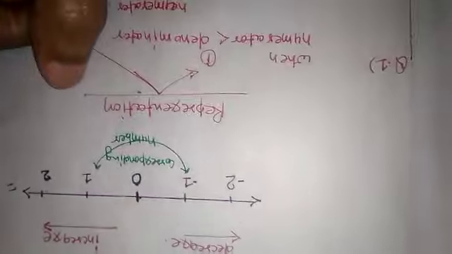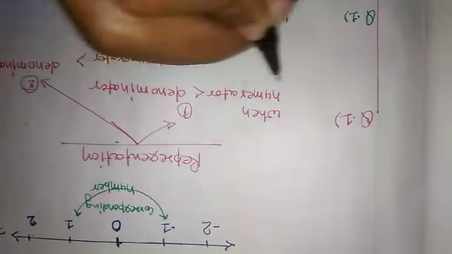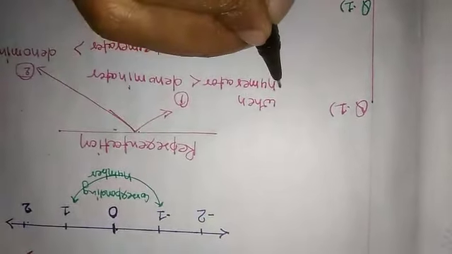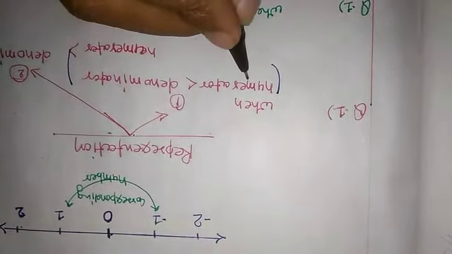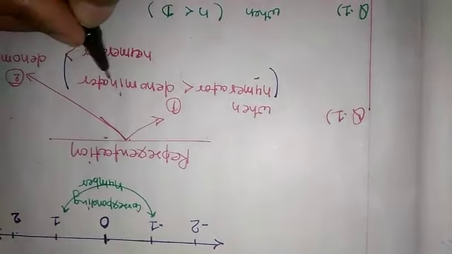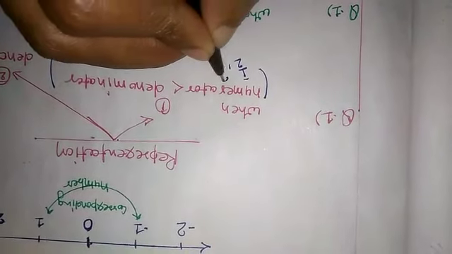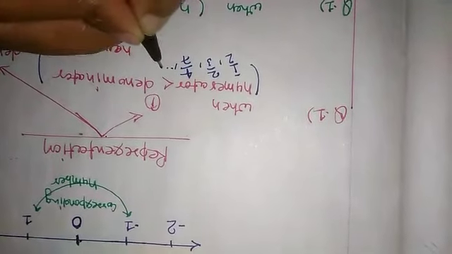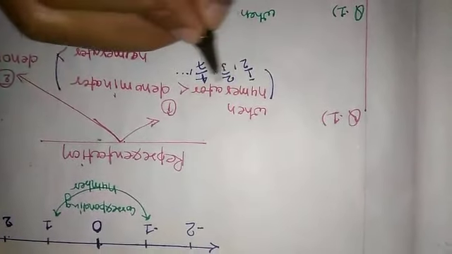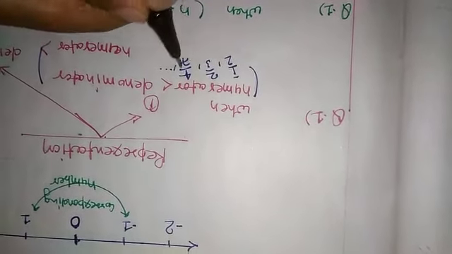Now how can we represent the rational numbers on the given number line? First we check their numerator. There are two types of rational numbers. First, rational numbers in which the numerator is less than the denominator, for example 1/2, 2/3, 4/7, etc.